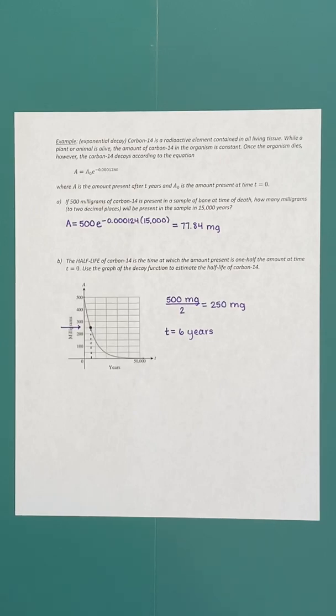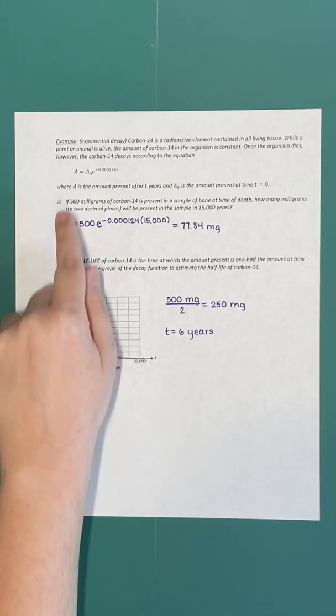The half-life of carbon-14 is the time at which the amount present is one half the amount at time t equals 0. So we want to use the graph of this decay function to estimate the half-life of carbon-14. In other words, how long is it going to take in order to have half the amount that we started with?